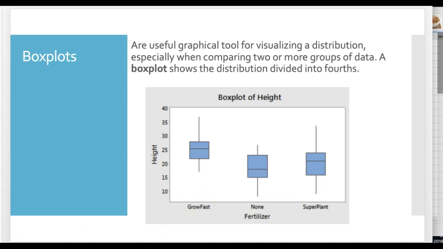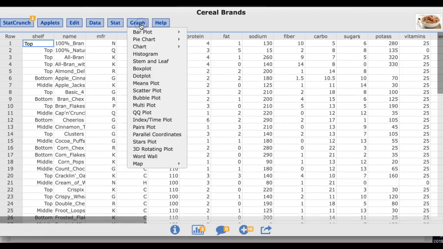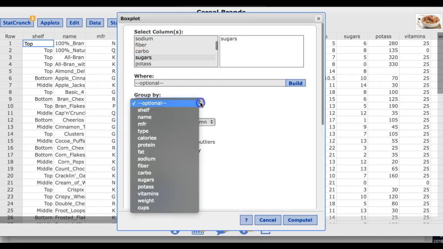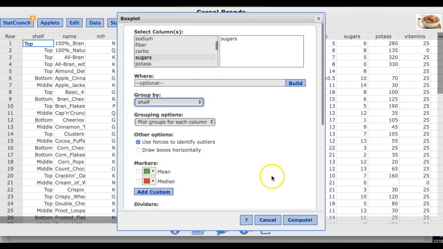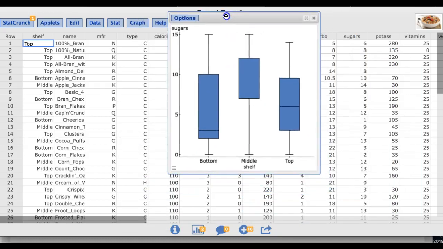Now what I want to show you is how we do this in StatCrunch. Going back to that cereal box example, let me create some box plot graphs. Last time we did the dot plot for each one, but now let's do a box plot. I'm going to do a box plot, look at sugars, and group by shelf. We'll just compute that, and voila, here we go.